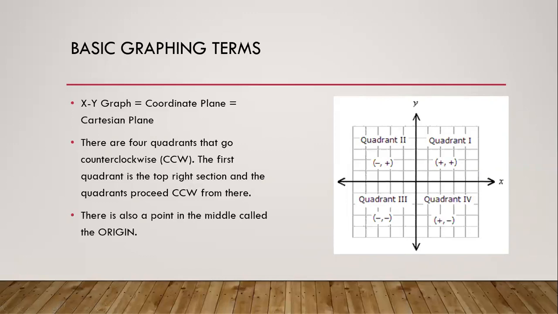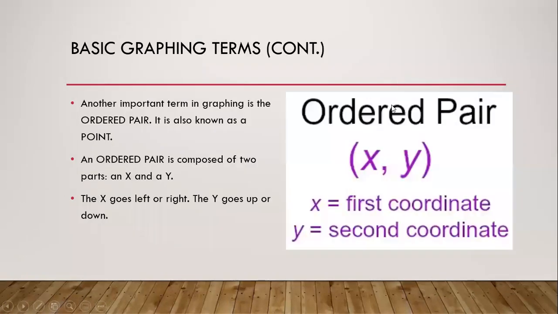All right, there's also a point in the center called the origin. And you can see I have these ordered pairs lined up here, and we'll talk about that real quick. Another important term in graphing is the ordered pair. It's also known as a point. An ordered pair is composed of 2 parts, an X and a Y. The X is the first part, the Y is the second part. Just think about it alphabetically: W, X, Y, Z. It goes in order, it's a pair. It's X, Y, not Y, X. It's always X, Y.